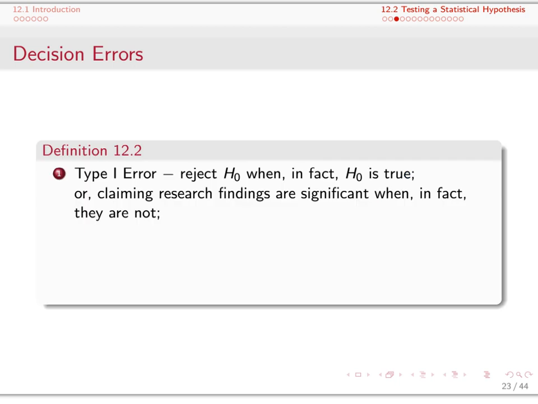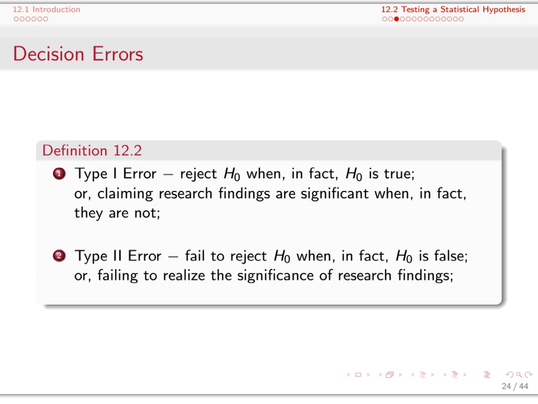This leads to our formal definitions. Definition 12.2 states that a type 1 error is when we reject the null hypothesis when in fact it's true. This is equivalent to claiming that research findings are significant when in fact they are not. A type 2 error is when we fail to reject the null hypothesis when in fact it's false. This is equivalent to failing to realize the significance of research findings.